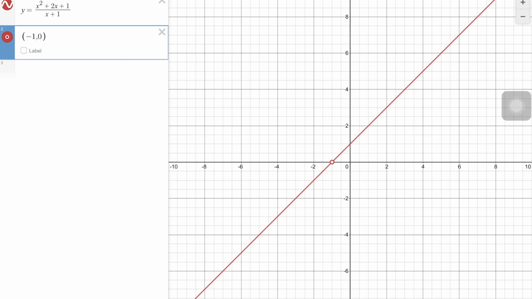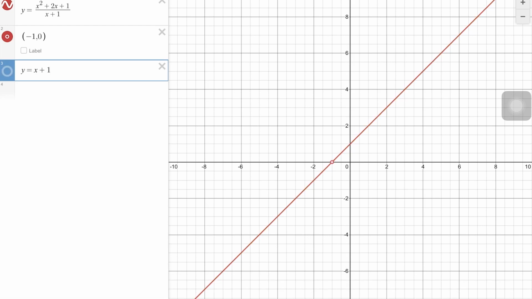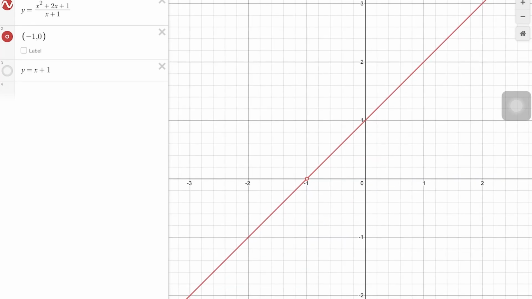So that's how this looks. This is how the original function looks. And if I type in the simplified form of this function, then you see the green line right there. The green line does not have a hole, but the other function does. So they both have the same behavior. If you notice, the end behavior is the same, and the only difference is that the original function has a hole at negative 1, 0.